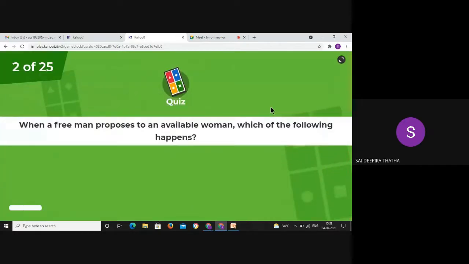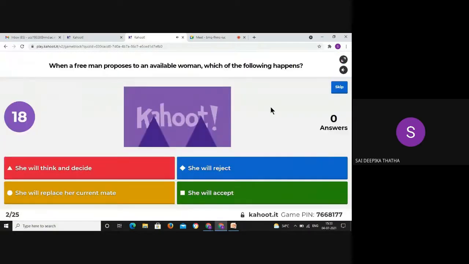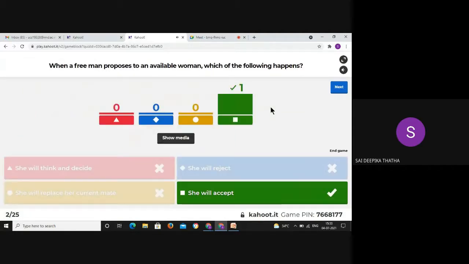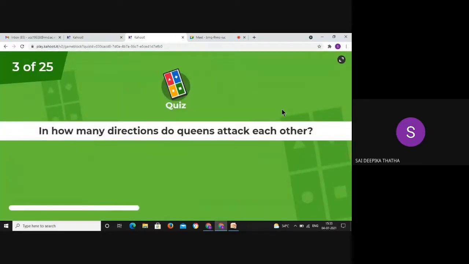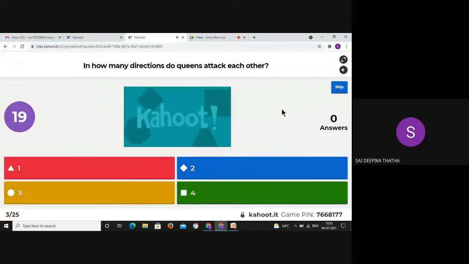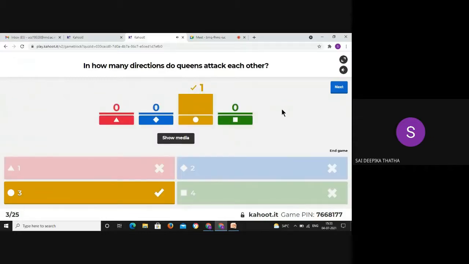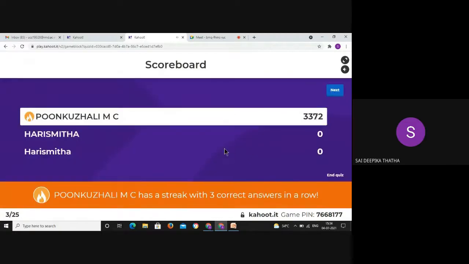Second question. When a free man proposes to an available woman, which of the following will happen? She is going to accept. Again, Poonkulli is on top. In how many directions do queens attack each other? It's going to be 3. Good. Again, Poonkulli is on top.